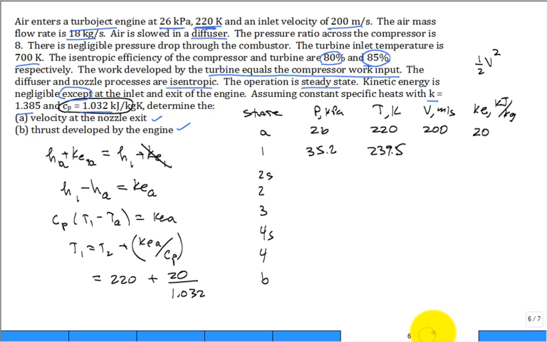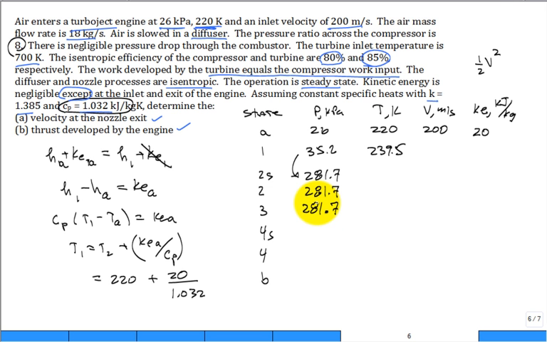All right. Now, what about the pressure at 2S? 8 is the pressure ratio. So we multiply 35.2 by 8. We get 281.7. It's also the pressure at state 2, 281.7. It's also the pressure at 3, 281.7.